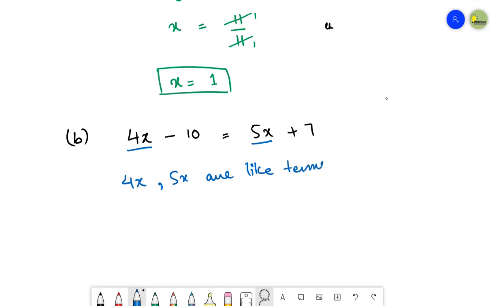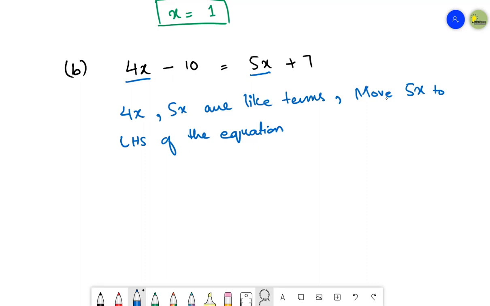So in order to solve 4x and 5x, we need to move 5x to the left hand side of the equation, so that you can solve 4x and 5x together. So it will become 4x minus 10 minus 5x equals plus 7, or I can simply write 7.